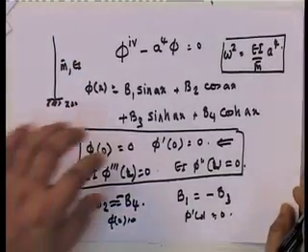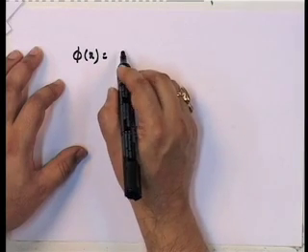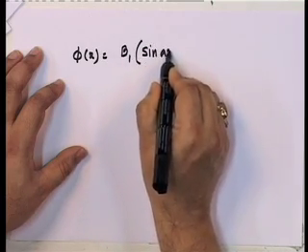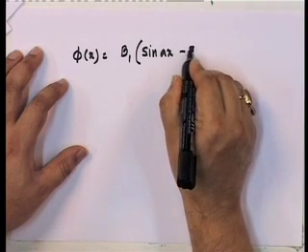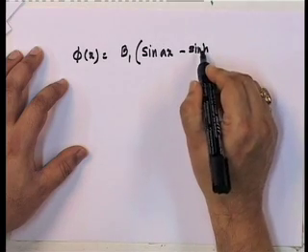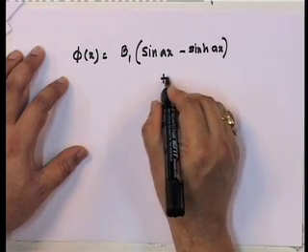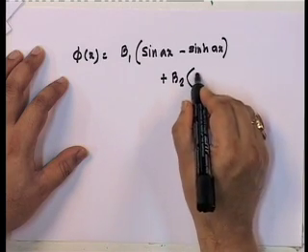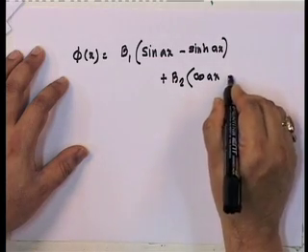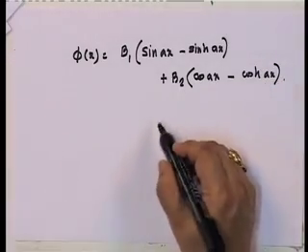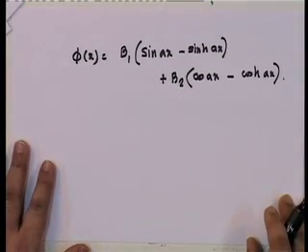Okay. So, if we plug these in, our equation becomes the following: phi of x equals B1 sin AX minus sin hyperbolic AX plus B2 cosine AX minus cosine hyperbolic AX. This is what we get. Of course, this is the overall equation that we get.